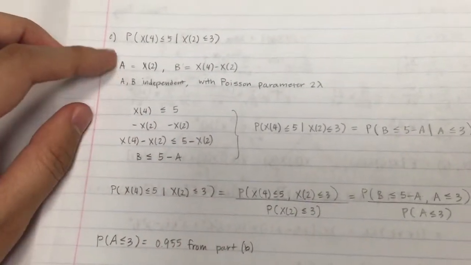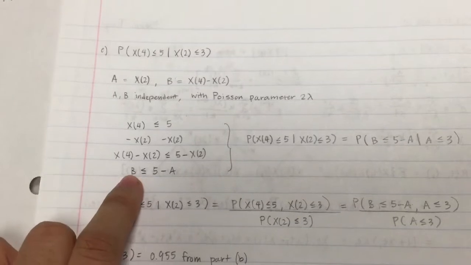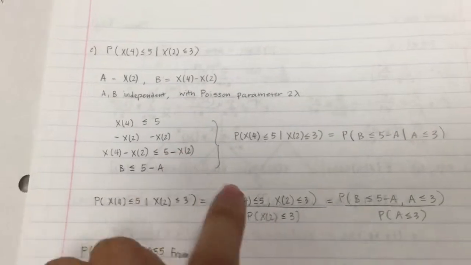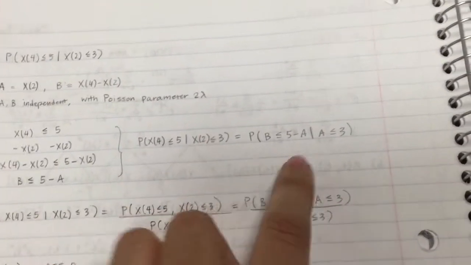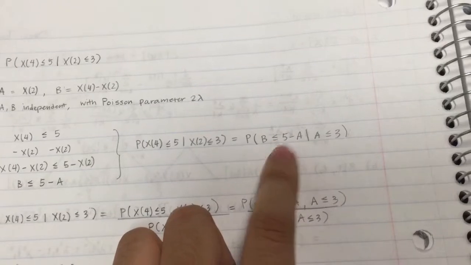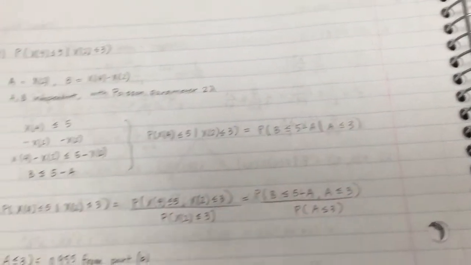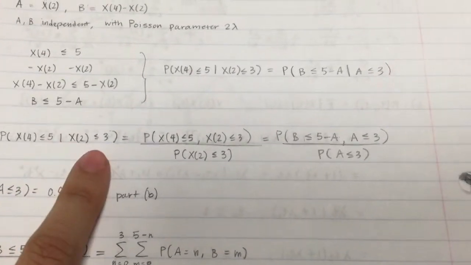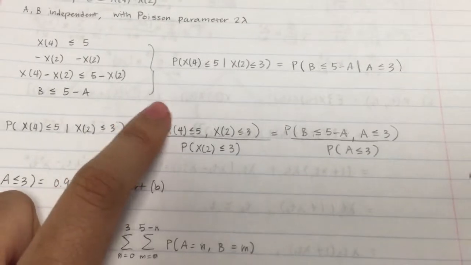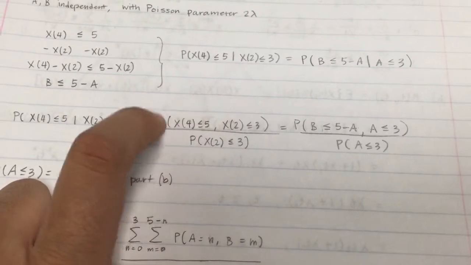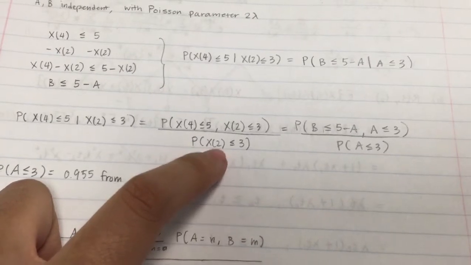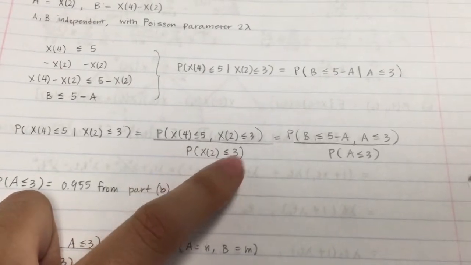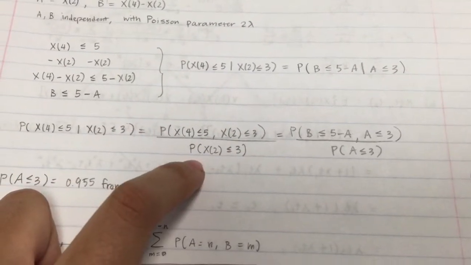And then using the dummy variables we created here, we substitute B for the left side and A for X(t) when t is equal to 2. So then you can rewrite this expression as the probability of B less than or equal to 5 minus A on the condition that A is less than or equal to 3. So then we can rewrite this conditional probability as an intersection over the probability of X(t) when t is 2 less than or equal to 3. So this is just the definition of conditional probability.